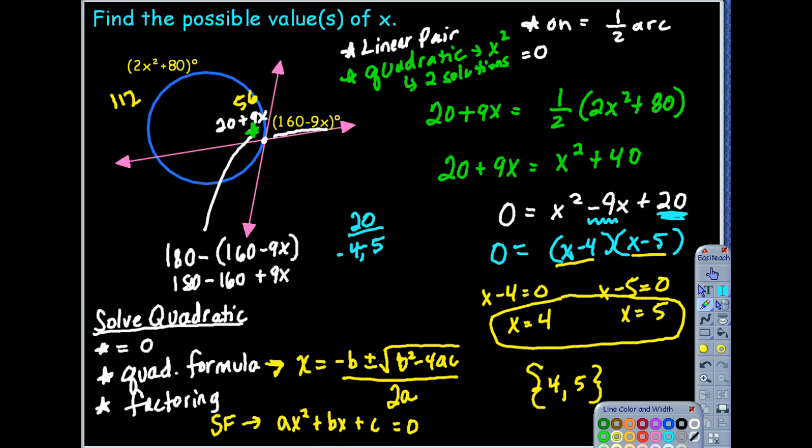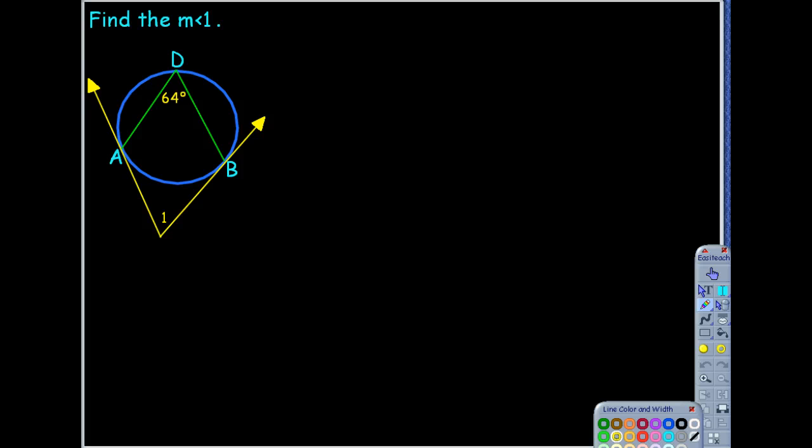Okay. Sounds good. Now, next one. Find the measure of angle 1. Notice angle 1 is located where? It is actually outside.